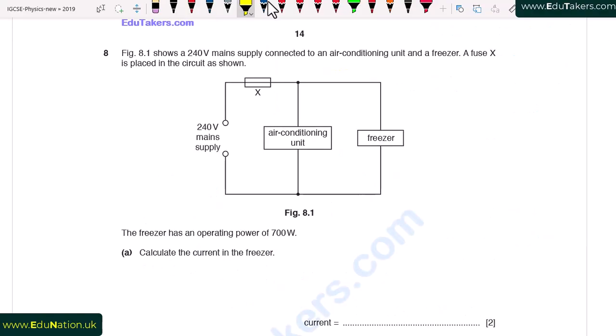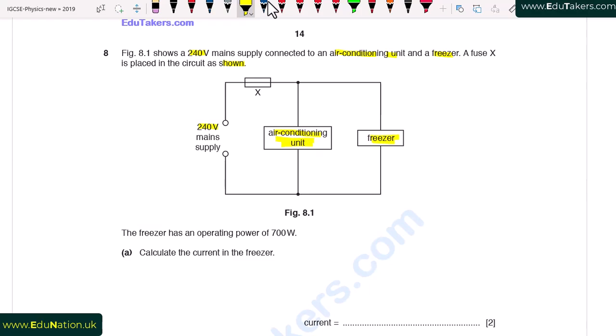Question number 8. Figure 8.1 shows a 240 volt main supply connected to an air conditioning unit and a freezer. A fuse X is placed in a circuit as shown. So in figure 8.1 we can see that it's a freezer and it is air conditioning unit and there is also a fuse that is connected in this circuit and the voltage is 240 volt.